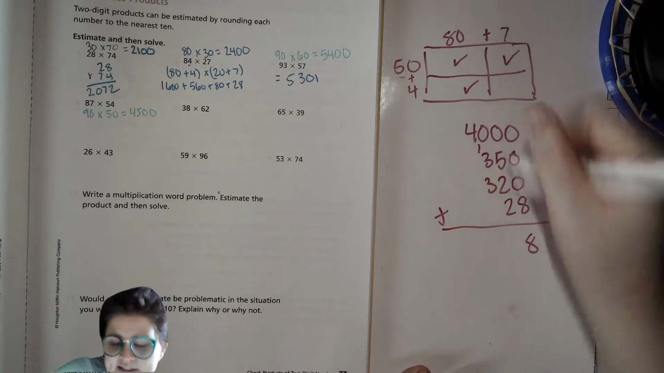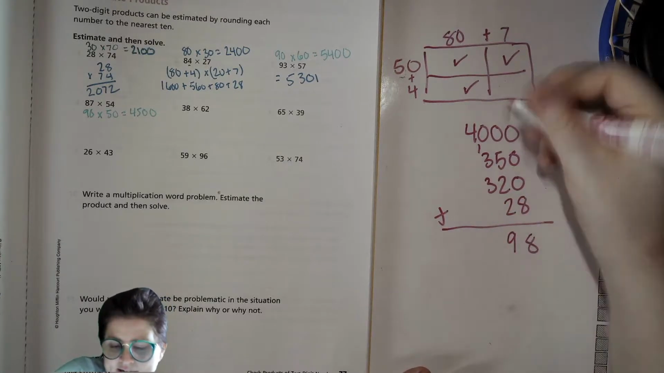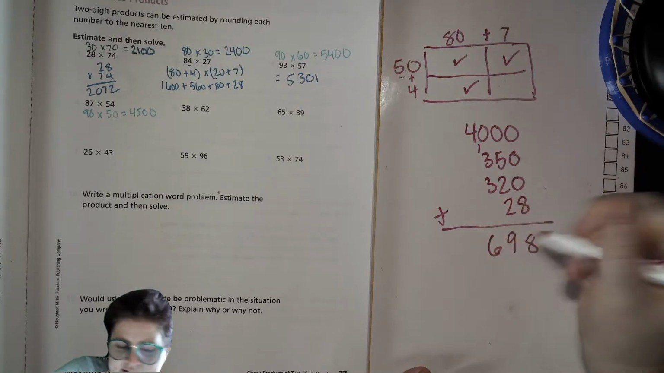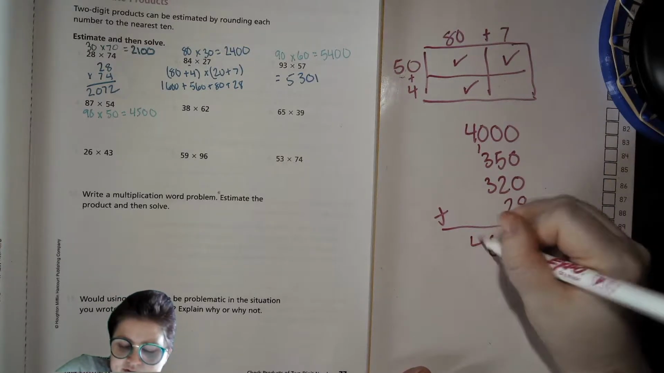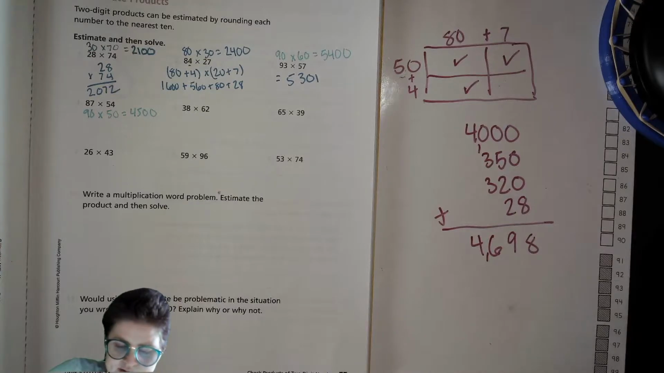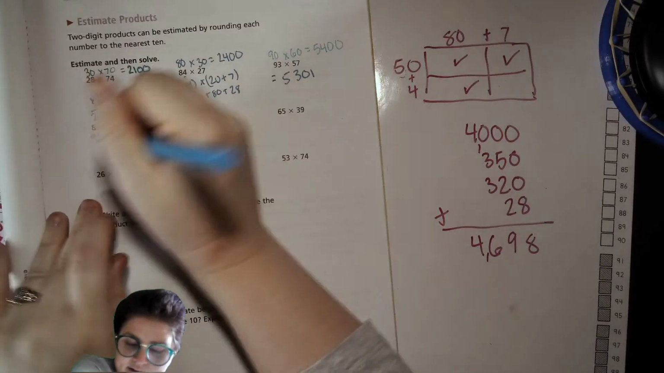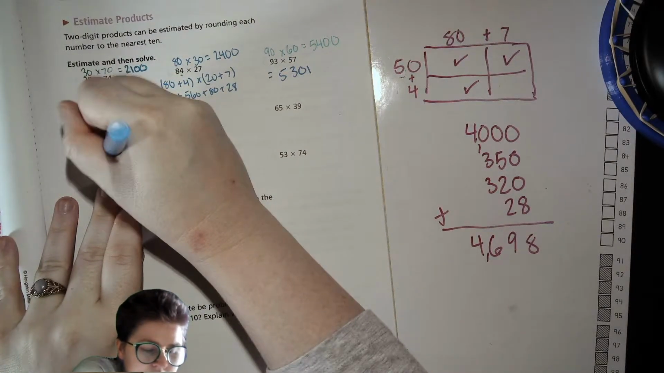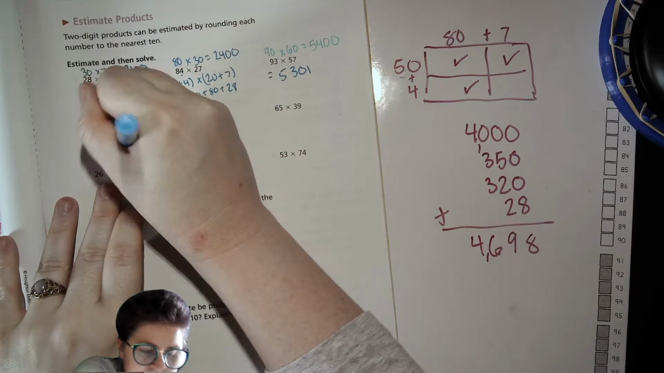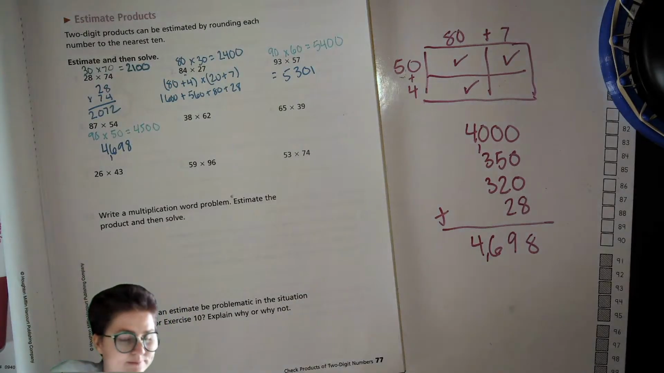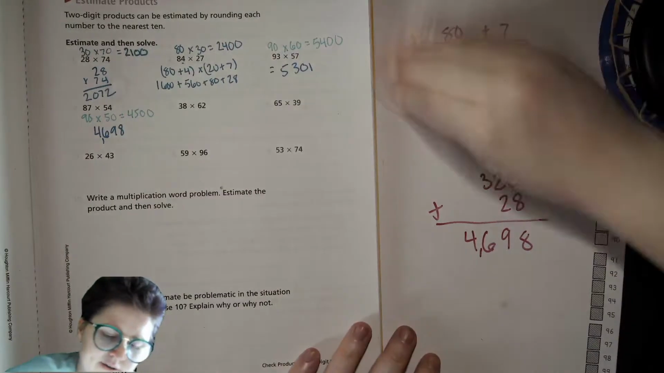So 8, 9, 6, and 4. So we're a little bit over, but we're still pretty close. So 4,698. Our actual answer. All right.